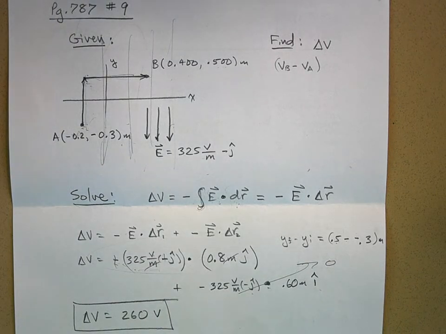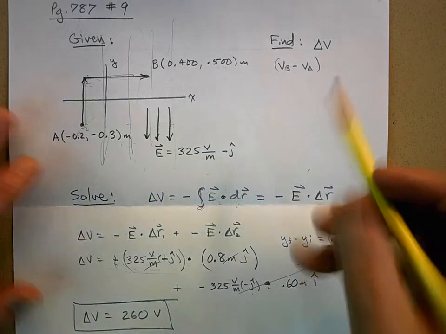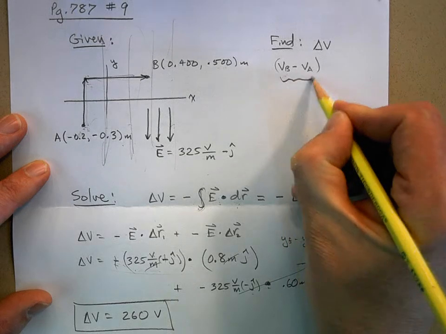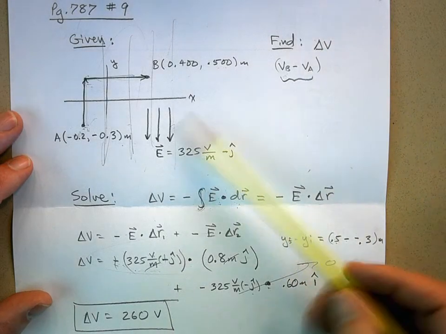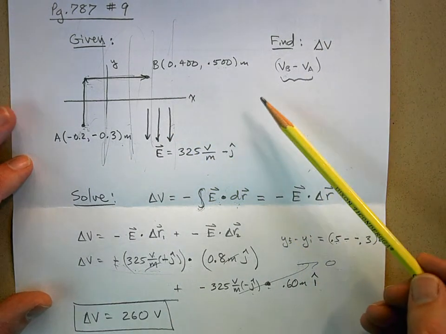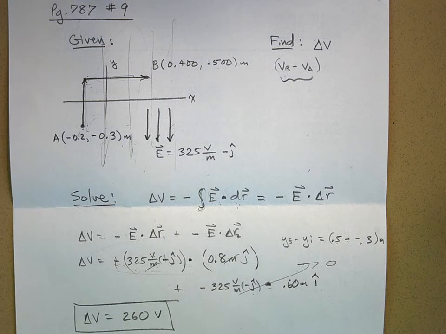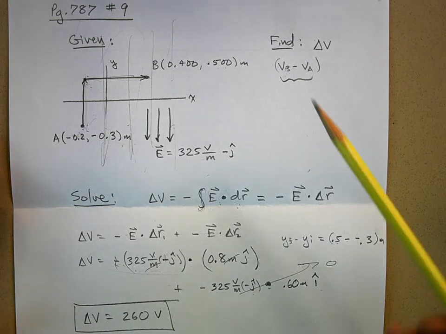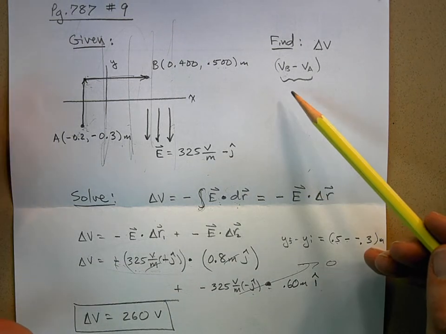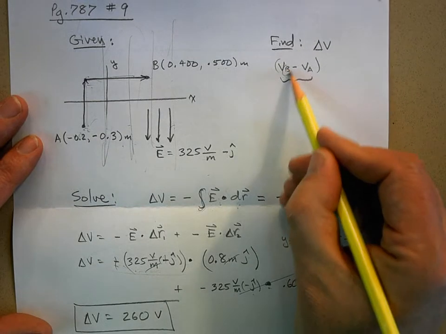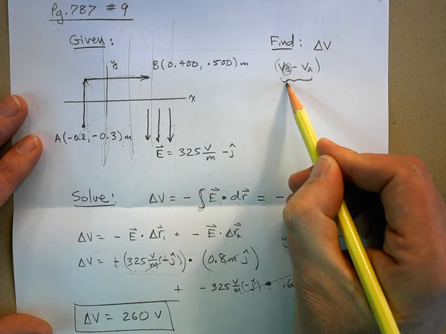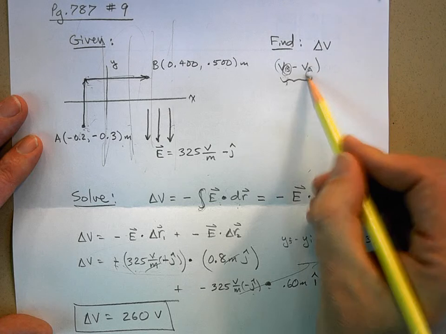Yes? Isn't this supposed to be the voltage of B minus the voltage of A? You did the voltage of A minus the voltage of B. Well, does that matter? See the way this is written right here? The question is, didn't I do B minus A? Should it be negative 260 volts or something like that? Here's the way to look at it. My B here is my final destination. A is where I'm starting.